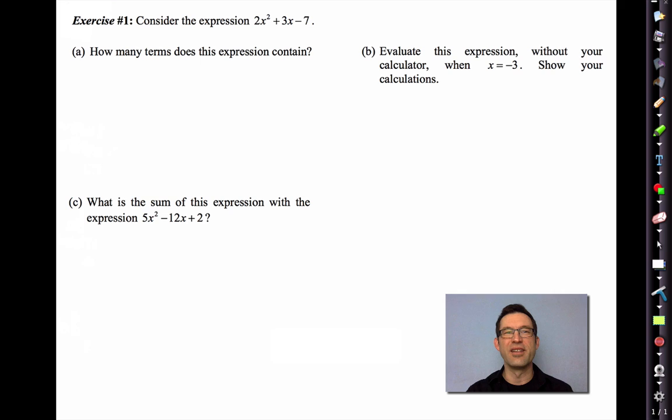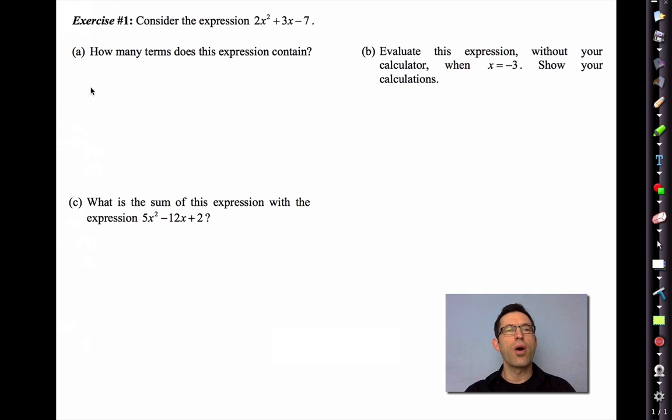Exercise number 1. Let's get into it. Consider the expression 2x squared plus 3x minus 7. Letter A asks us, how many terms does this expression contain? Just consider this for a moment. How many terms?